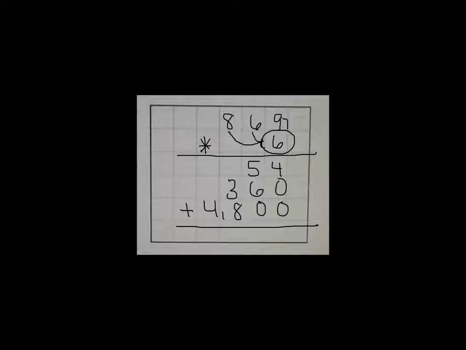We then put our equal sign and add these up. 4 plus 0 is 4. 5 plus 6 plus 0 is 11. 1 plus 3 plus 8 is 12. And 4 plus 1 is 5. Add in the comma.